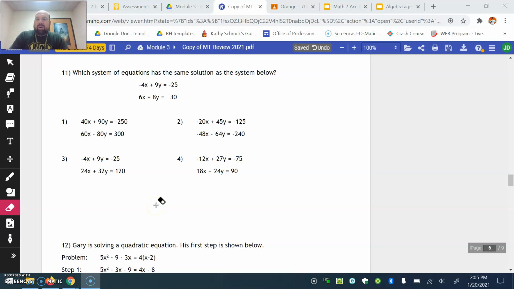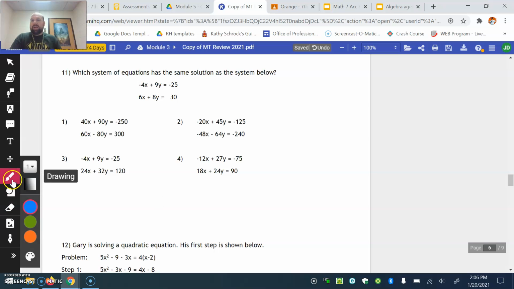Okay, this video I'm going to be covering questions 11 through 13 on the midterm review. So let's go ahead and get started with question 11. The task for 11: which system of equations has the same solution as the system below? So here's the original system, negative 4x plus 9y equals negative 25, 6x plus 8y equals 30.